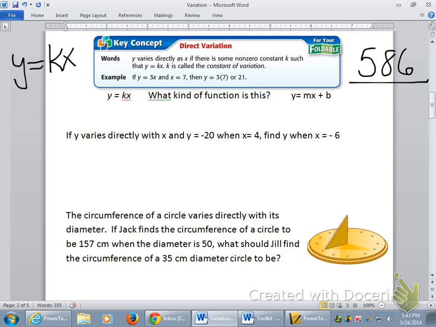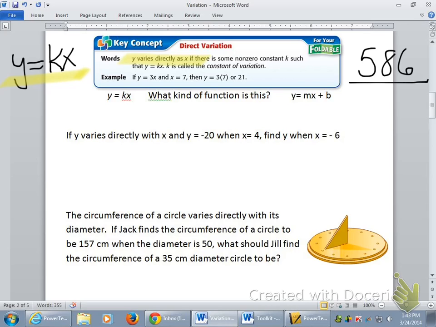The key that you're looking for here is if you ever see these words, varies directly. When you see the words varies directly, it is a direct variation, and the first thing you do is write this down, y equals kx. K is a constant. It will always be the same throughout the problem. But generally speaking, you have to find it first.